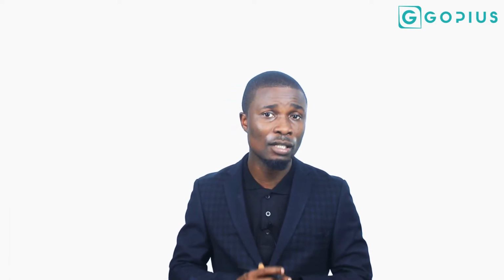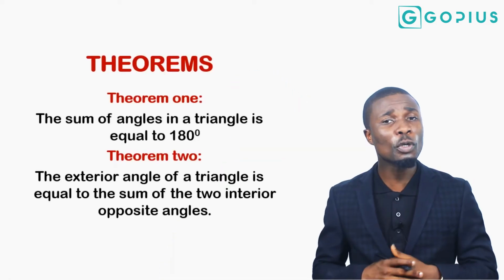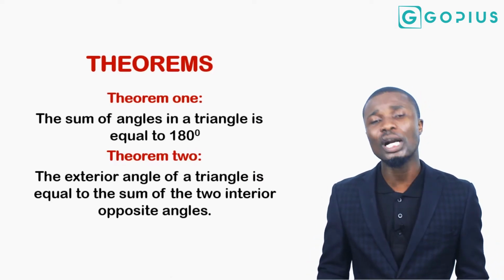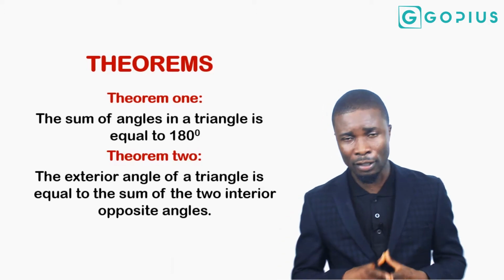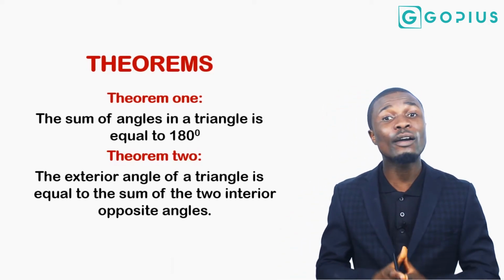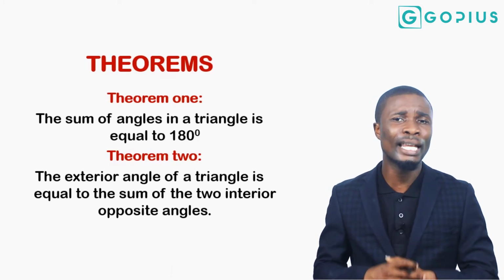Straight away you can see that we have two theorems that are used most of the time as far as triangles are concerned. We'll be using these theorems to evaluate a lot of mathematical exercises in this tutorial video. On your screen you can see that the first theorem says that the sum of angles in a triangle is always equal to 180 degrees. A triangle has three angles inside, and those three angles will always add up to 180 degrees.